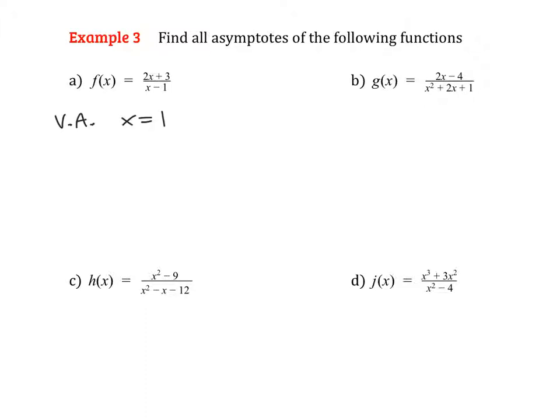And then remember to find the horizontal asymptotes, we compare the degree of the numerator and the denominator. So since the degree of the numerator and the denominator in this case is equal, our horizontal asymptote is going to occur at the ratio of the coefficients. So my lead coefficient on top is 2, on the bottom it's 1. So that means I have a horizontal asymptote at y equals 2.